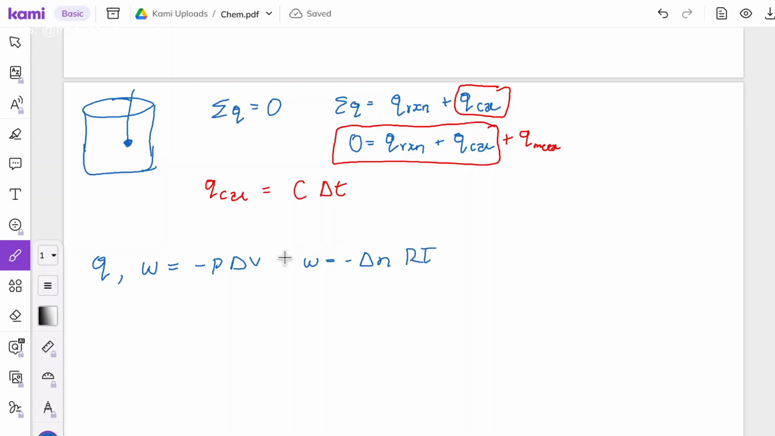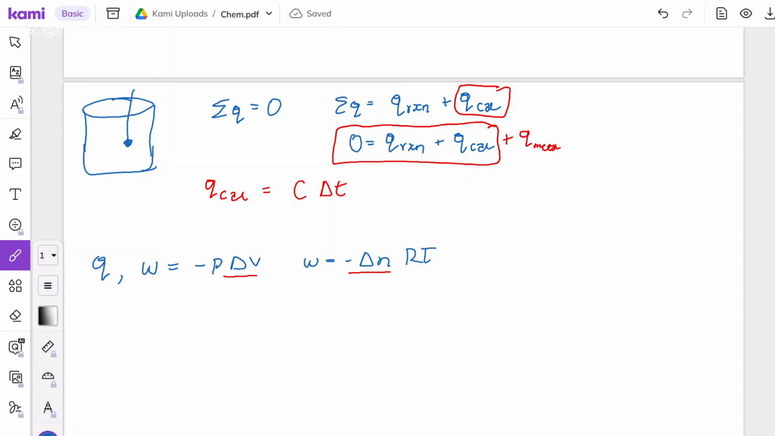But it's easy to recognize which work equation you're going to use. If the multiple choice gives you the change of volume, which this equation has, obviously you know you're going to use this one. But if it gives you the change of moles instead, and they ask you to solve for the work, you're going to use this one.